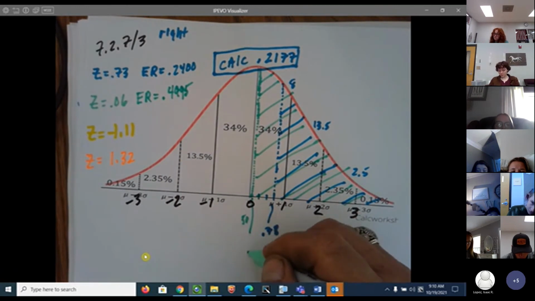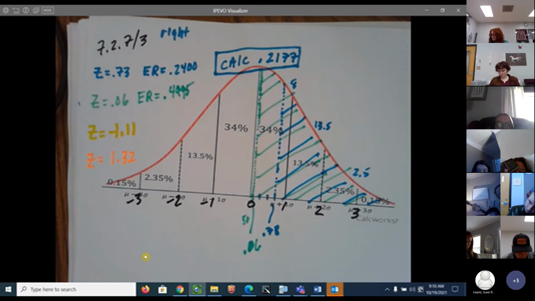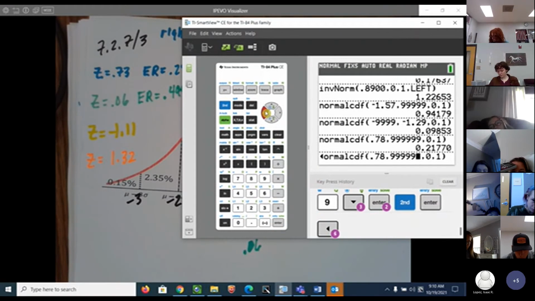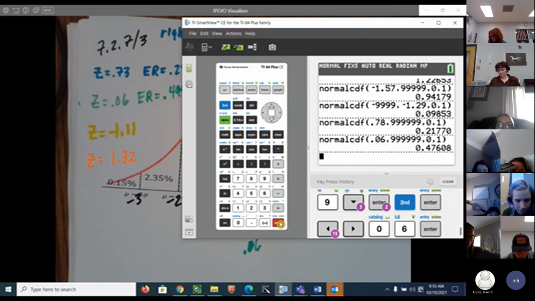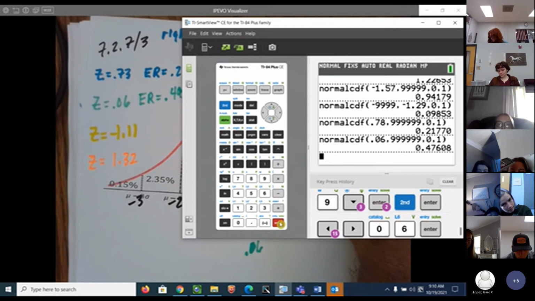So we're going to go from 0.06 to infinity. So you just got to change one. Second, enter. And I'm going to change this to 0.06. 0.47608, 0.4761. Calculator says 0.4761.